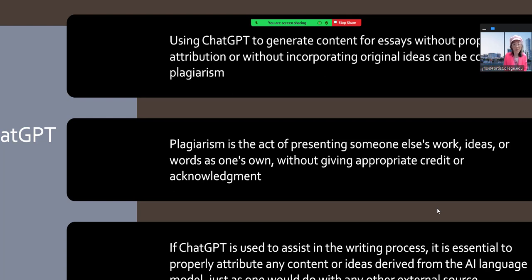So if you just cut and paste what you find on ChatGPT and you hand that in to your teacher, and then on Turnitin it shows 100% AI plagiarism, the teacher will return your paper with a 0.